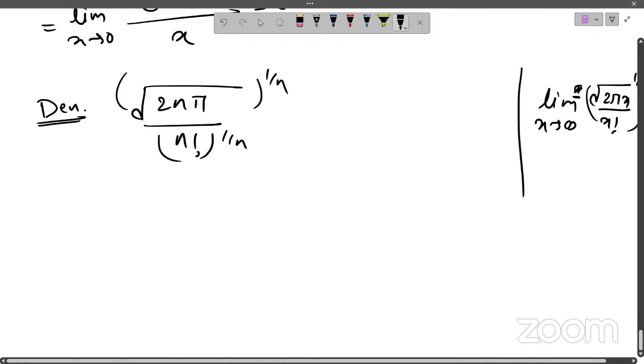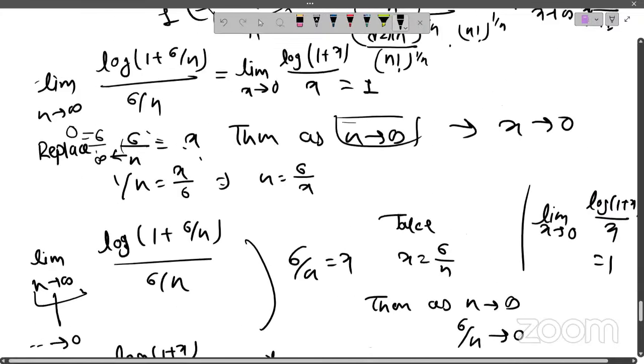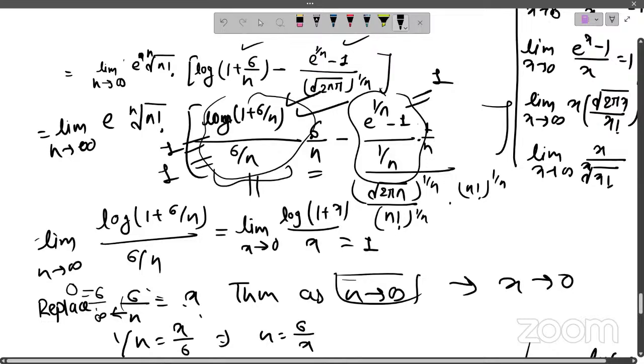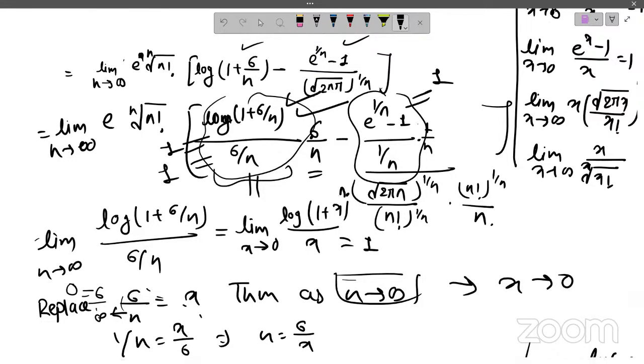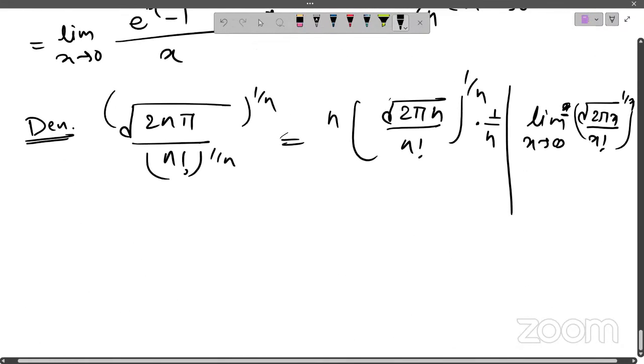Okay, so this is the same as under the root of 2 pi n upon n factorial to the whole power 1 by n. Now I want n in the numerator as well as in the denominator. So I will multiply and divide by n here also. It becomes a little messy, but okay, fine. I'll write it again.